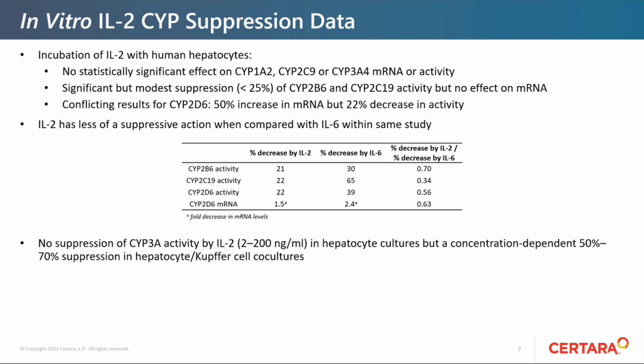And in one of the studies, Simcyp et al. reported that no suppression of 3A4 activity by IL-2 in hepatocyte cultures, but they did see a concentration-dependent 50% to 70% suppression in hepatocyte Kupffer cell co-cultures. So this kind of tells us that IL-2 acts via an indirect mechanism, probably through stimulating Kupffer cells to produce other cytokines such as IL-6 to cause suppression.